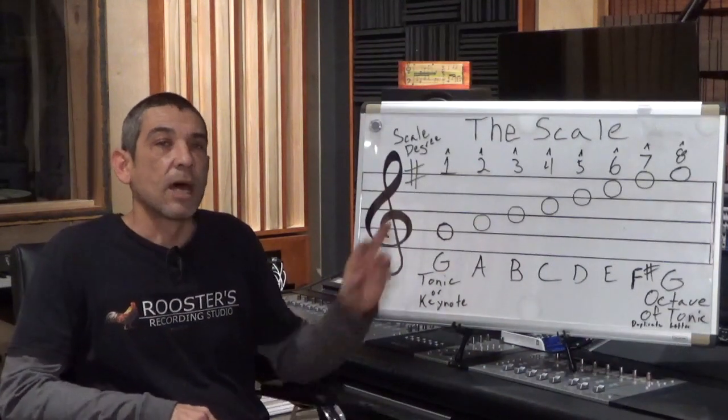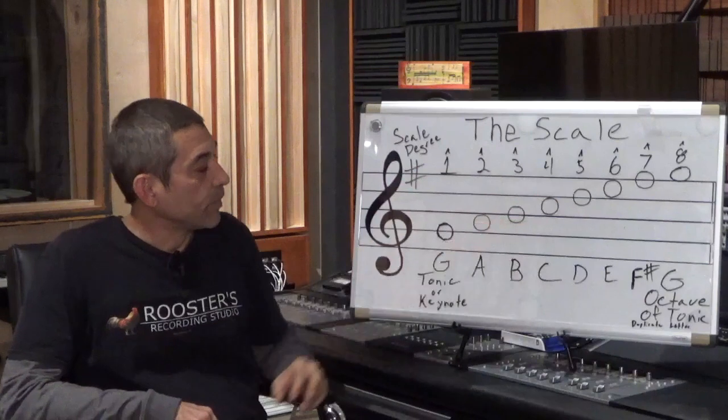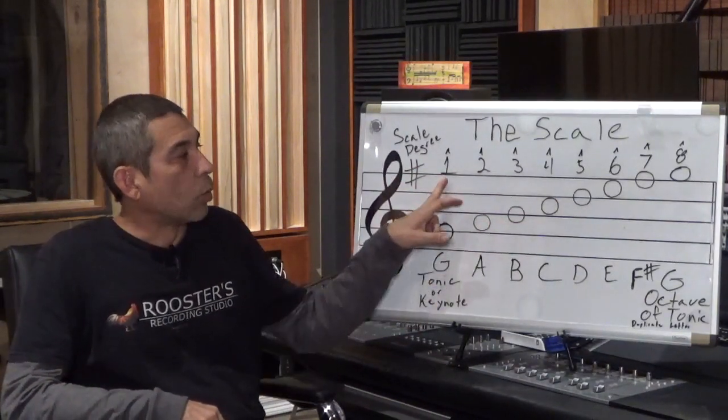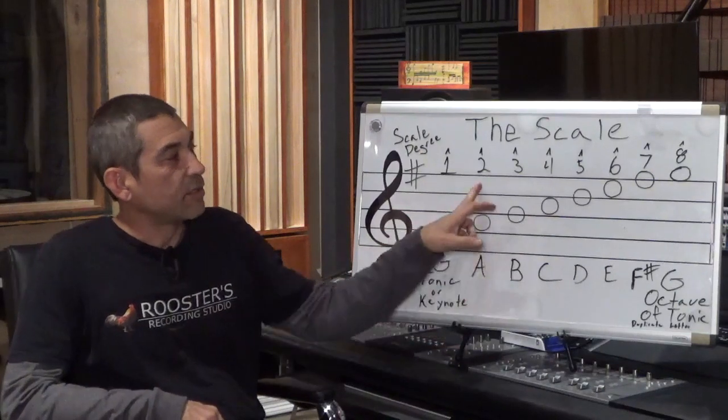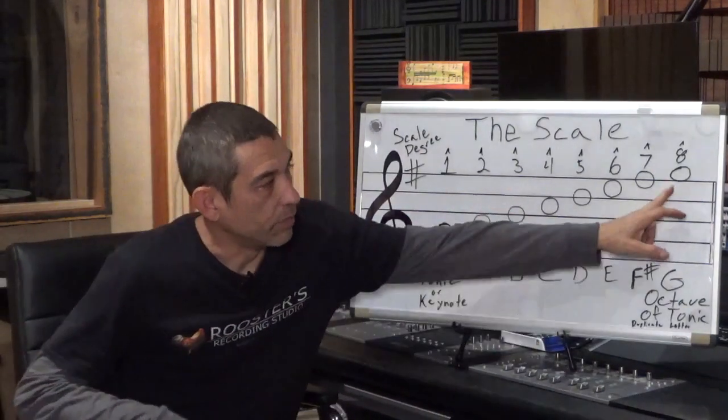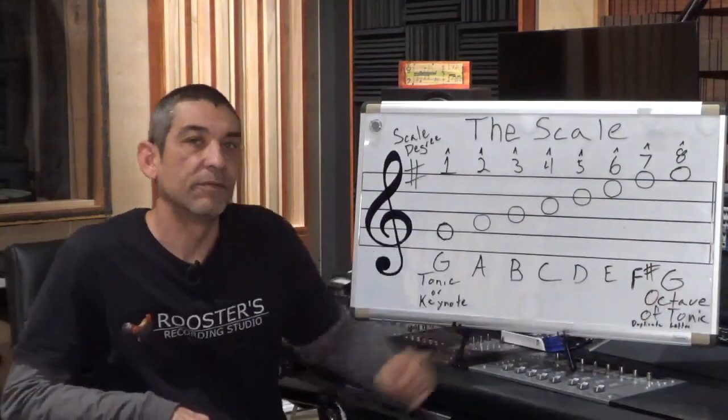These numbers at the top refer to scale degree. So, in the key of G major, G is the 1, A is the 2, B is the 3, and so on up to the 8, which is your octave.